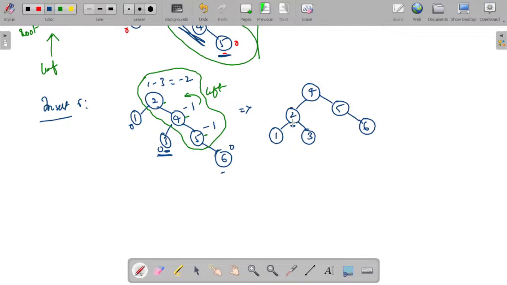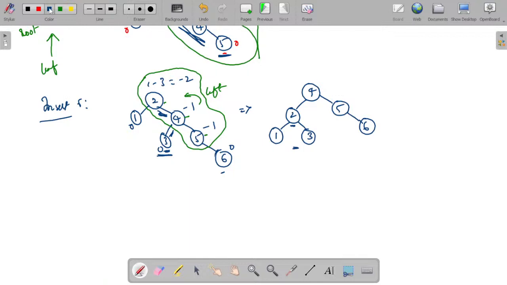And the confusion here is where 3 should be connected. The 3 should be connected to the right side of 2. And the reason is this. 3 is in the right subtree of 2, and that is why 3 must be connected as right child of 2, and this is where we have connected it, right?